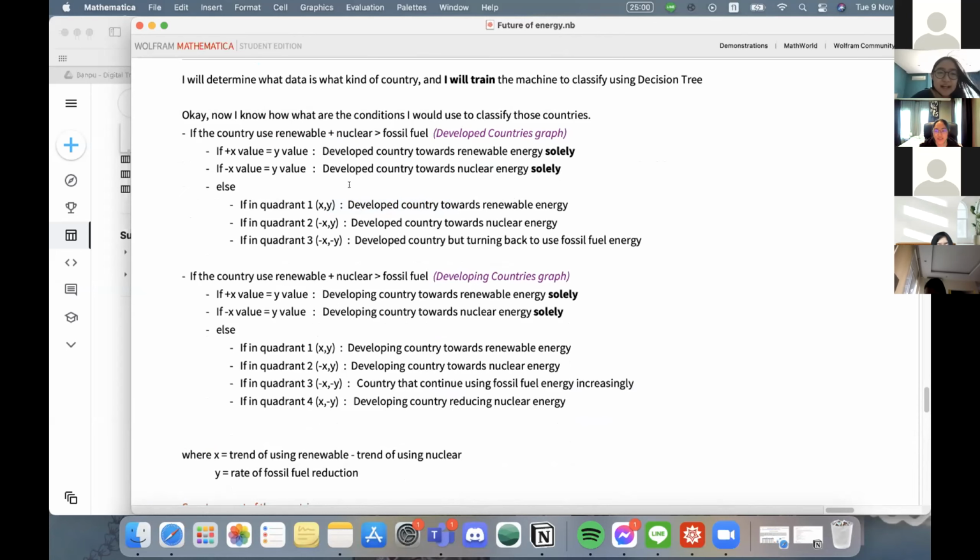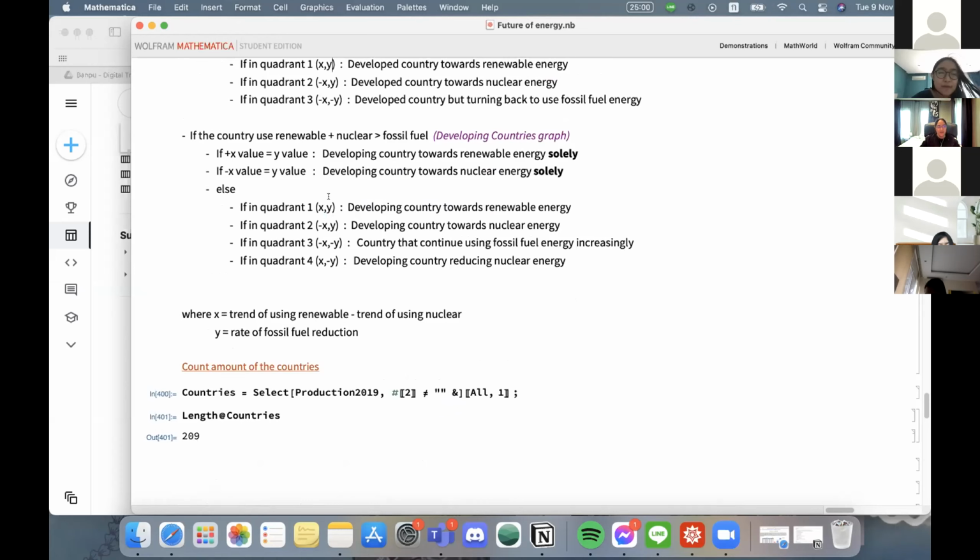So firstly I have to find the two variables, because there are many variables in the data, and I want to compact them into only two variables, where X is the trend of using renewable minus using nuclear, so I can know whether they are moving toward renewable or nuclear. And Y is the rate of fossil fuel reduction. And when the countries are plotted, then maybe I can use a decision tree.